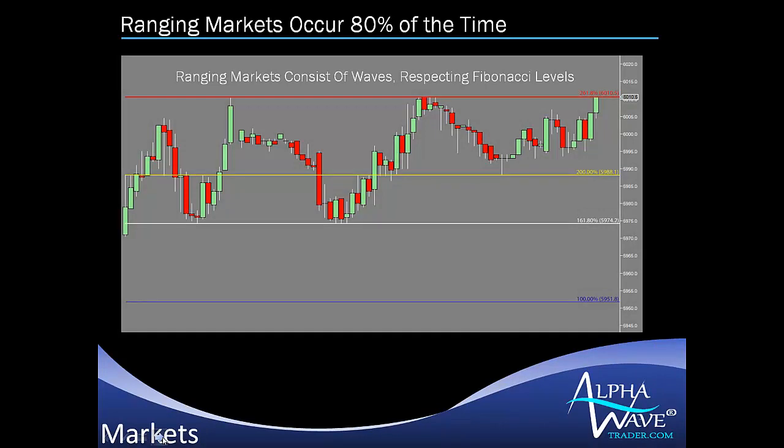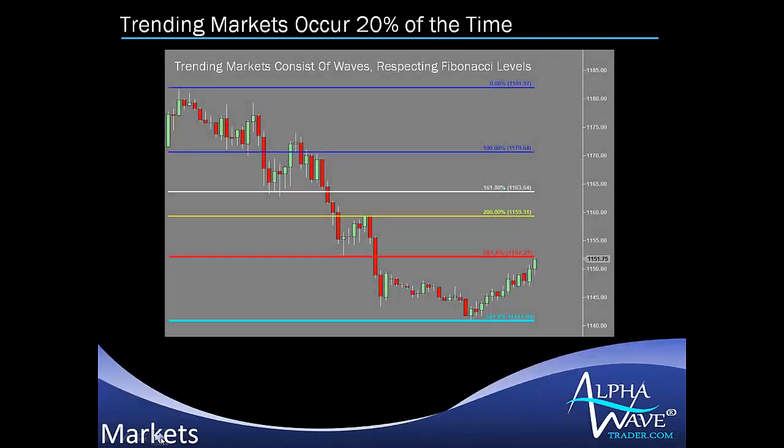So there we go. Fibonacci levels apply to ranging markets as well. It just only has drastically less volatile structure. Trading markets occur 20% of the time unless you trade DAX or you trade oil. Then the trading markets occur drastically more often.